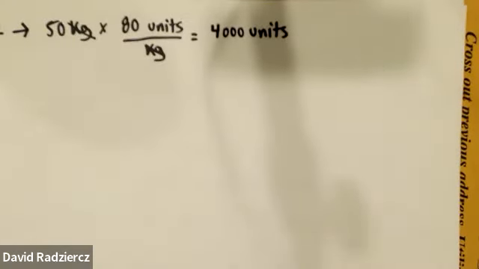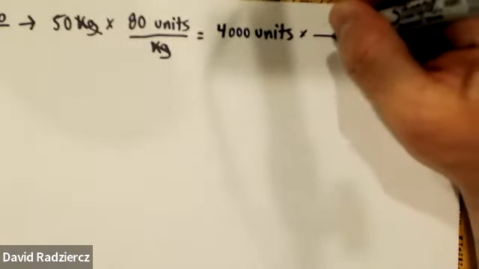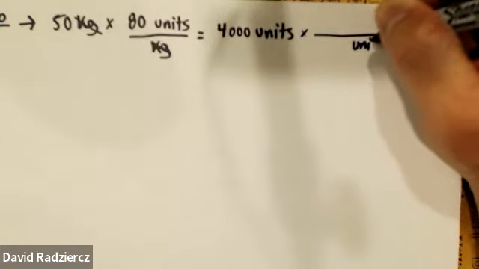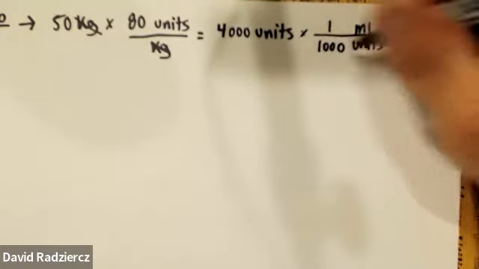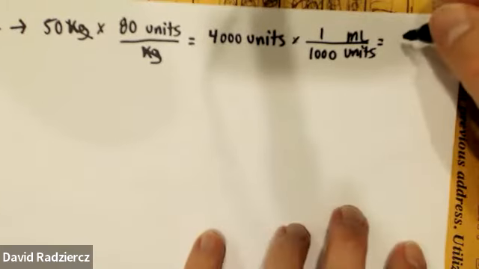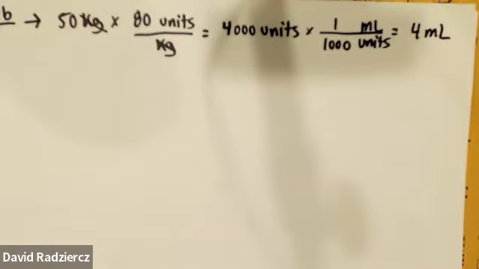So that's what we're going to use here with the 4,000 units. We don't want units, we want milliliters. We're going to divide by 1,000 to give us 4 milliliters to administer for our bolus. So for a 110-pound patient, the initial bolus would be 4 milliliters.